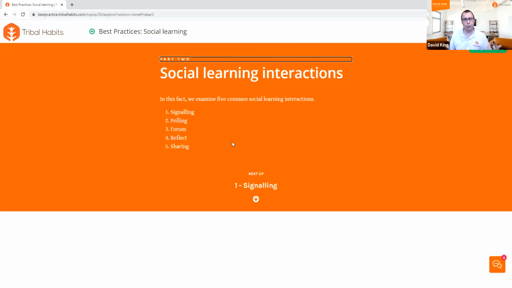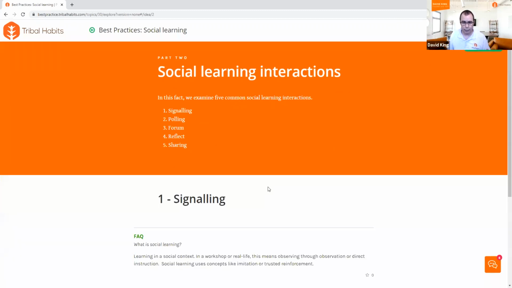And I'm going to look at 5 common social learning interactions: signaling, polling, forum, reflect, and sharing. And they're all ways to allow the actions of my peers in an online learning environment to be visible to me and cause me to think about things, or for me to share my thoughts with others, or for them to share their thoughts with me, to help me either contextualize the learning into my organization, my role, my environment, or to get variations of thought or opinion or answers from my peers. So to bring content in beyond what is simply presented in the online learning module. And so let's begin with signaling.